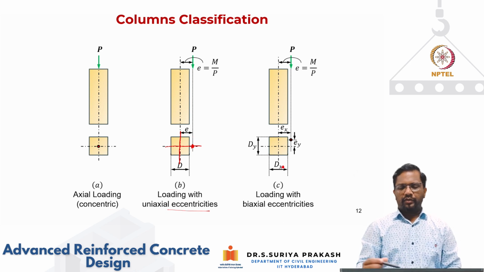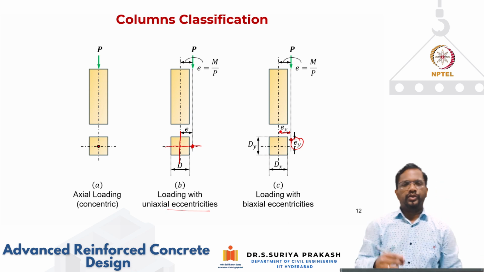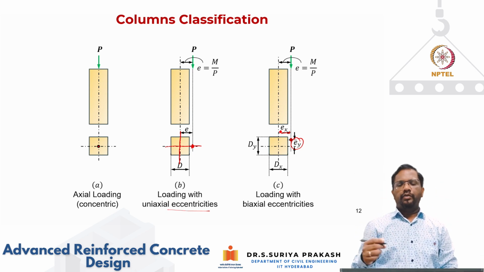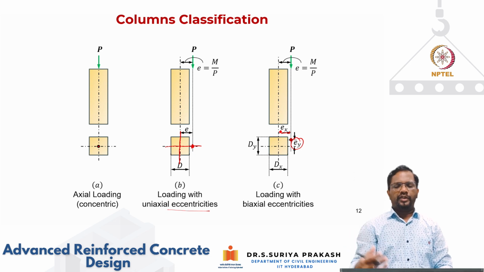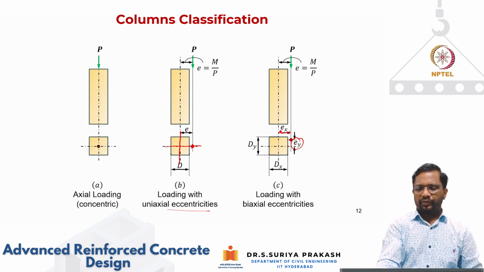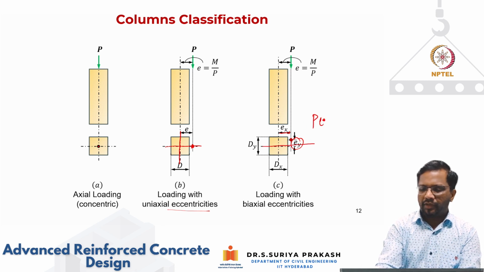And in this case, you will find that the load is getting applied at an eccentricity of Ex and Ey with respect to both axes, right? So you will have bending about both the axes. Depending upon which axis you are considering, if you look at this case, my bending moment is going to be P times Ey. So let's say this is X. So Mx is going to be P times Ey.